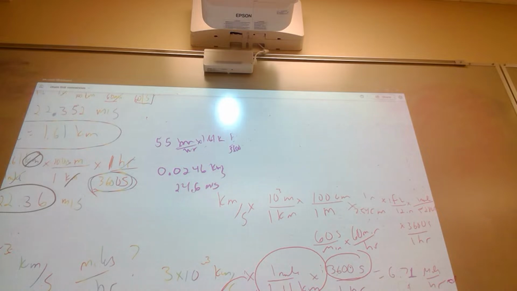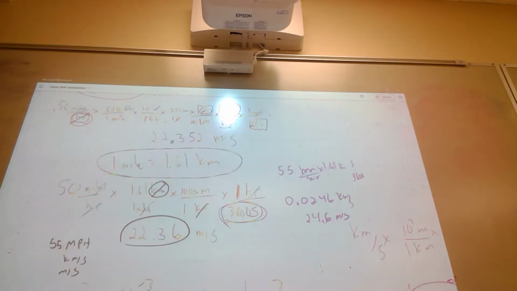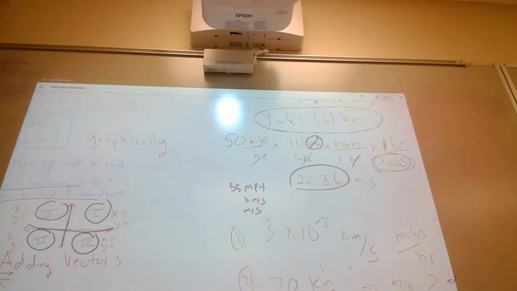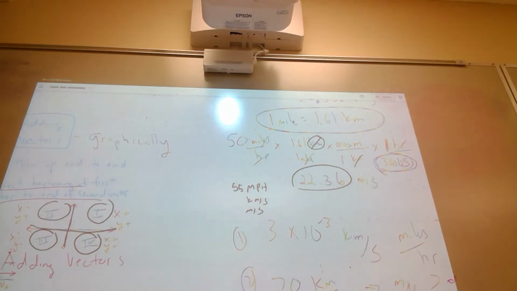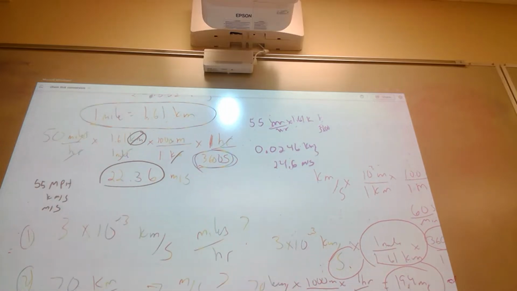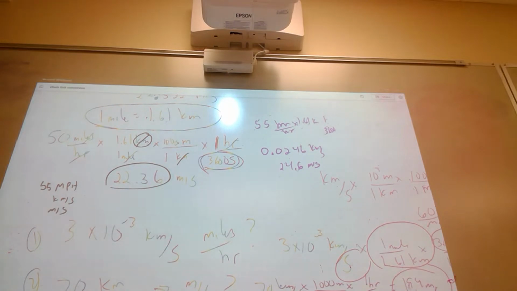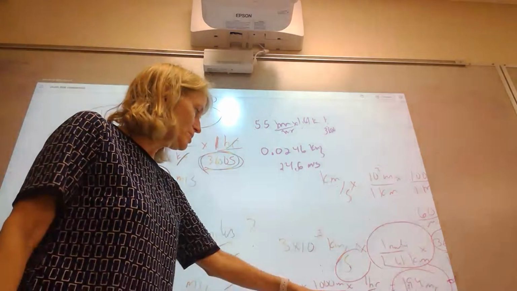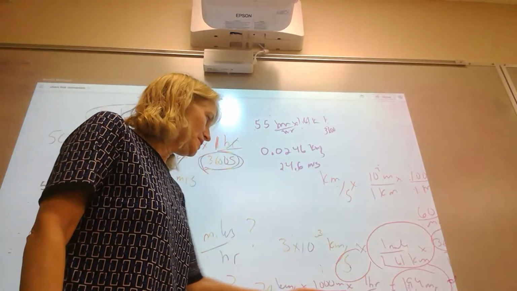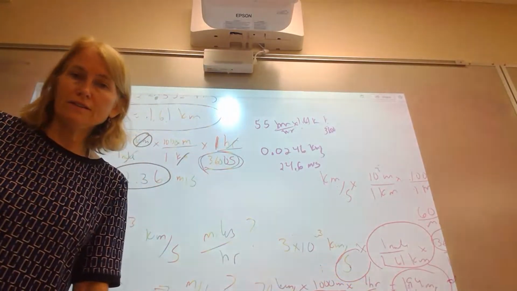Now you could have gone seconds to minutes and minutes to hours. The next one: 70 kilometers per hour into meters per second. Kylie, do you have that one? 19.44. Good. 70 kilometers per hour times 1,000 meters in a kilometer. And then again, we're getting rid of hours and putting it in seconds. 1 hour is 3,600 seconds.